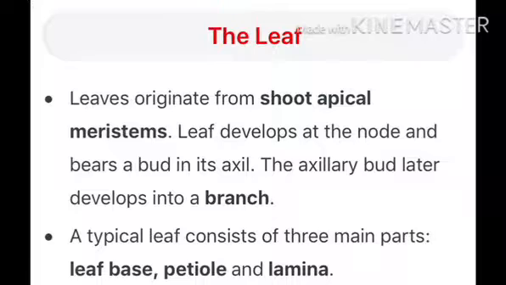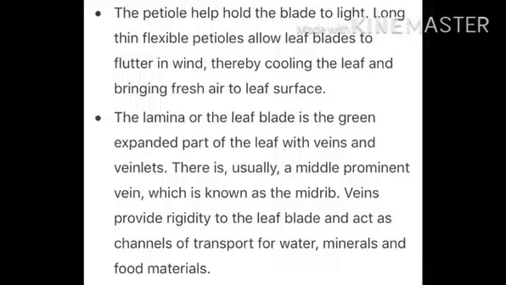Now I will explain about the leaf a little more. Leaf originates from the shoot apical meristem. Leaf develops at the node and bears a bud in its axil. The axillary bud later develops into a branch. A typical leaf consists of three main parts: leaf base, petiole, and lamina. The petiole helps hold the blade to light.